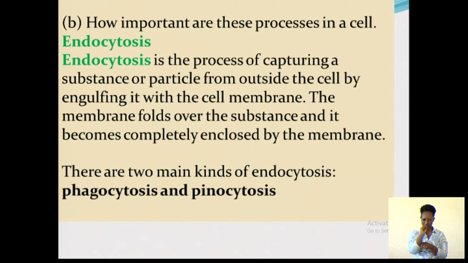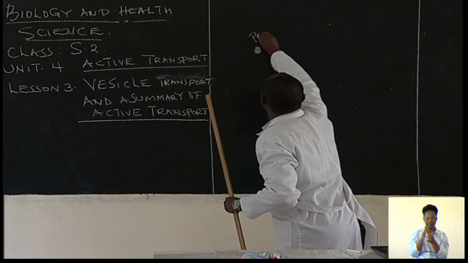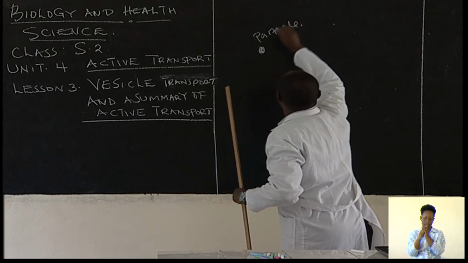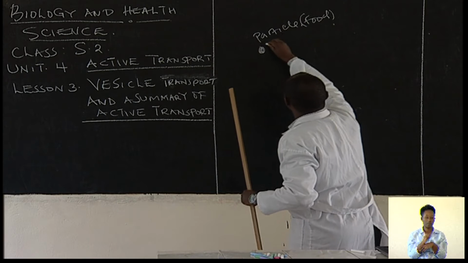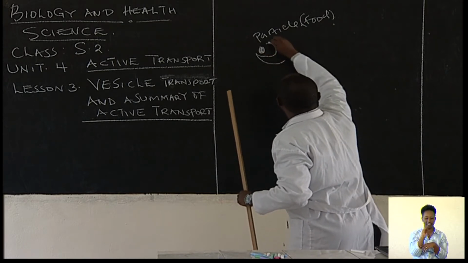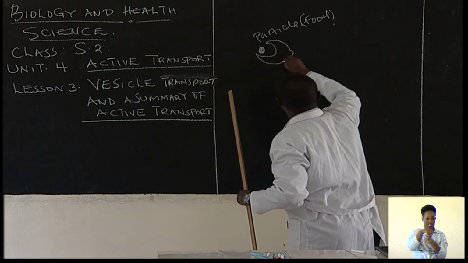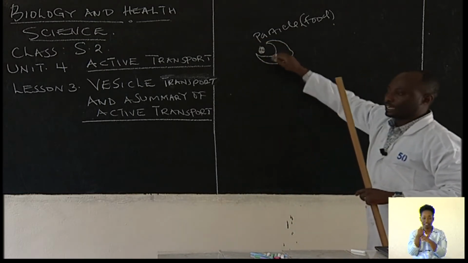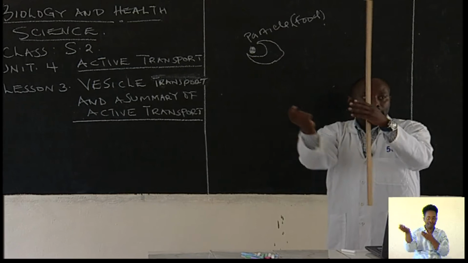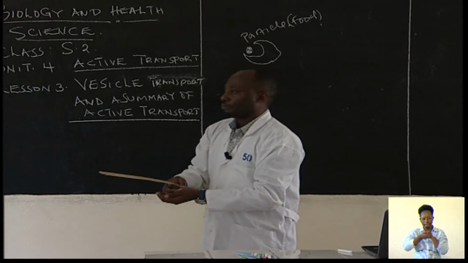I have a substance, this is a particle. It can just be a food particle. That food particle can be surrounded, you know how amoeba feeds. After surrounding, it is going to be taken from outside to inside. That involves folding the plasma membrane.